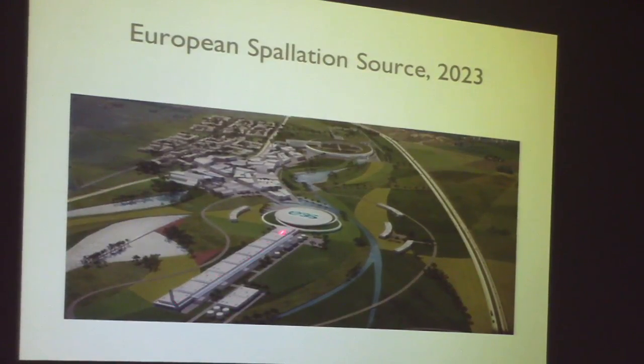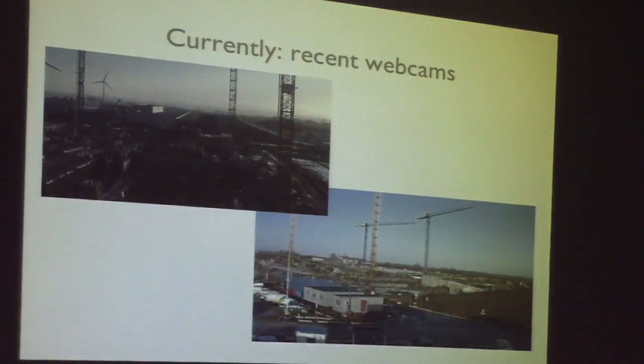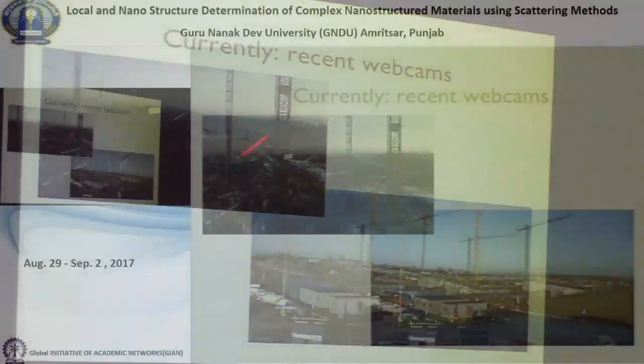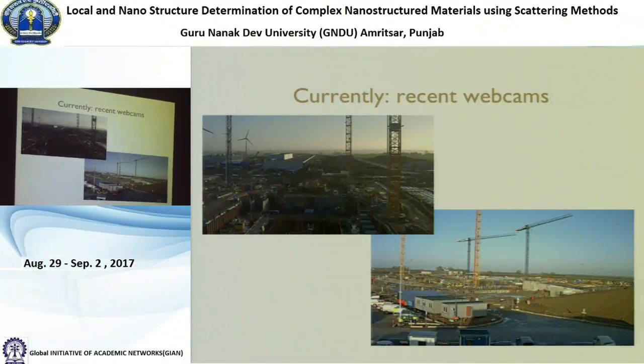But here's the linear accelerator. There's going to be an accumulator somewhere, and I don't know where the target hall is. And this is MAX 4, which is actually the Swedish synchrotron. So again, there'll be a site here which has spallation neutrons and a synchrotron. And this is some recent webcams, so they're actually undergoing construction. You can watch it in real time if you have enough time. It's like watching cricket.